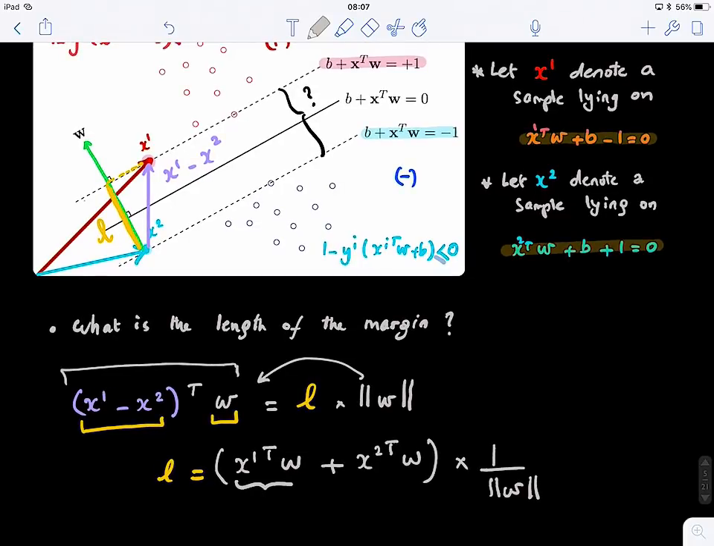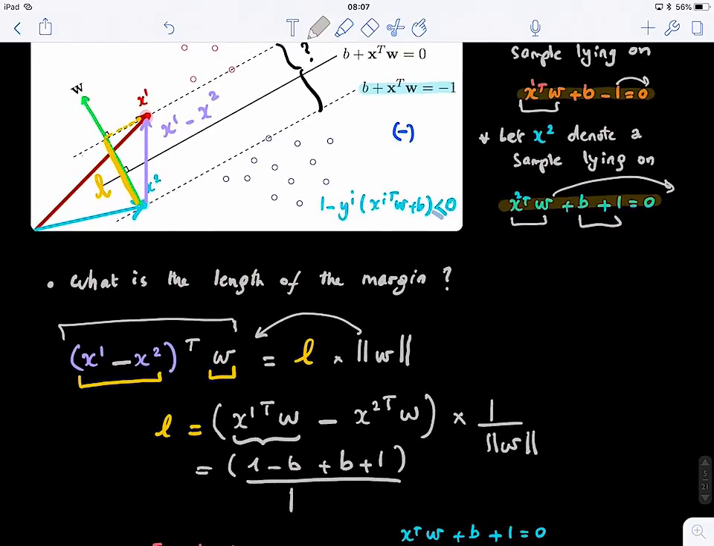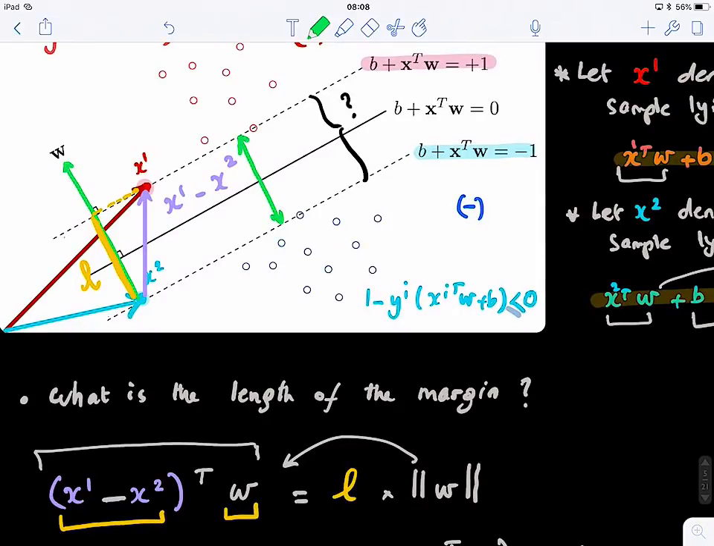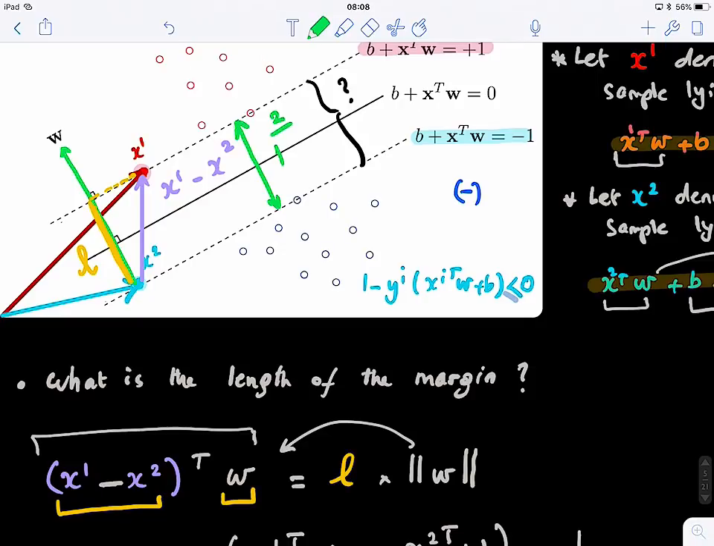So if we expand this, we know that x1 W is equal to what? To 1 minus B, and x2 W is, so here, right, there is a mistake, here it's a minus, right? We have a minus right there. And minus x2 transpose W is equal to B plus 1, so plus B plus 1. And we divide it by W. So here, what do we find? We find that if we remove those, it's equal to 2 divided by the norm of W. So this margin right here that we want to maximize is equal to 2 divided by the norm of W.